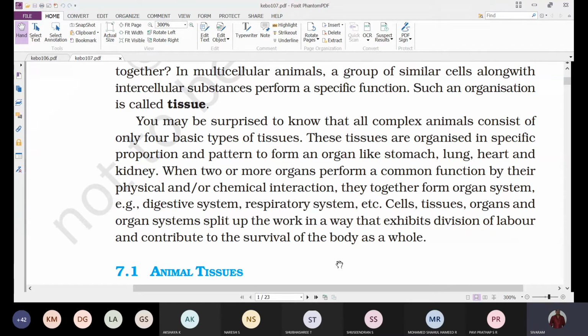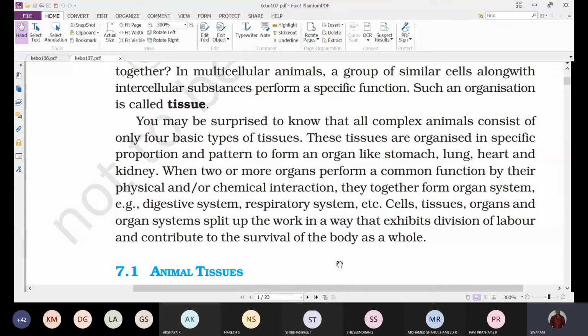For example, if you take the digestive system, it consists of mouth, oral cavity, pharynx, esophagus, stomach, small intestine, and anus, and different types of digestive glands like salivary glands, liver, pancreas. These are all different organs, but they all have one function, that is digestion. That's why all these organs together we are calling an organ system, and that we are calling the digestive system.